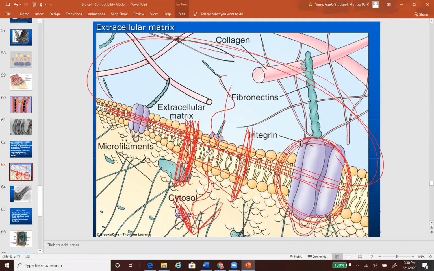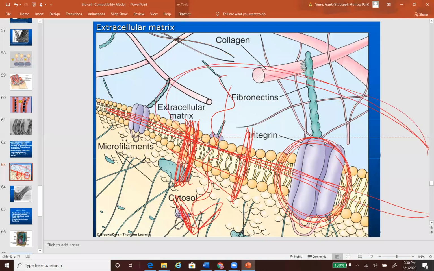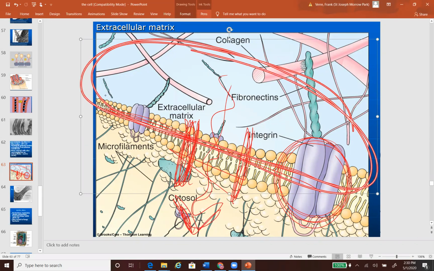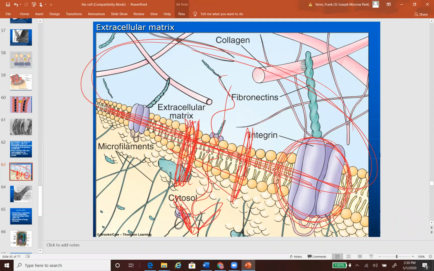You'll notice that here's my cell membrane, and you can see in my cell membrane that it's anchored. This is my anchor to obviously some other part of the body, maybe another cell, for instance. And that's what you're seeing in this slide.